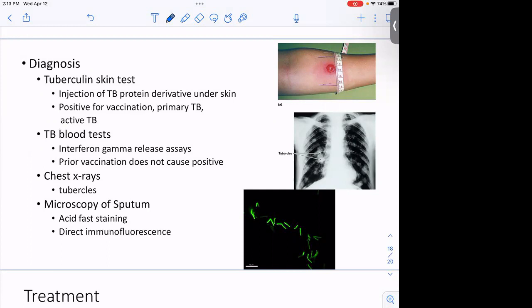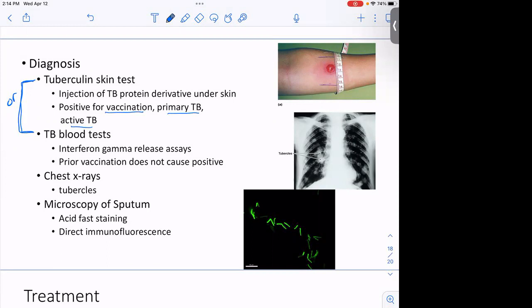And it can be one of these first two things. The most common is doing a tuberculin skin test. We just take a little bit of protein that's been taken from the organism and insert it with a needle underneath the skin. And then if we have ever been vaccinated for TB, have primary TB or active TB, then we'll have kind of a delayed hypersensitivity reaction to it.